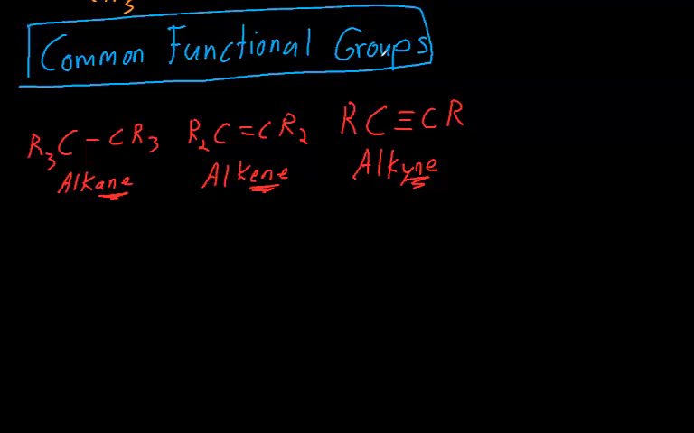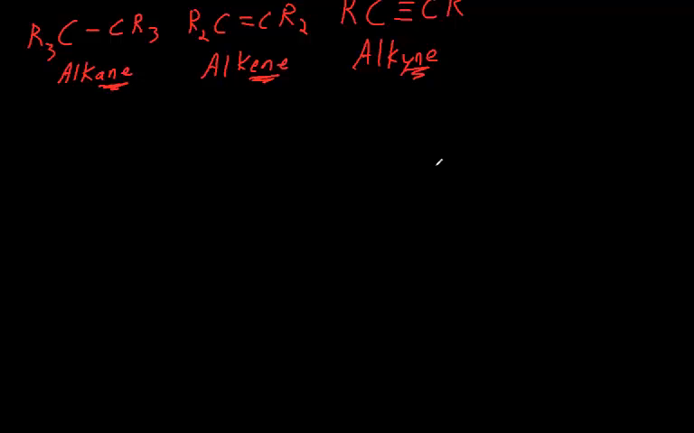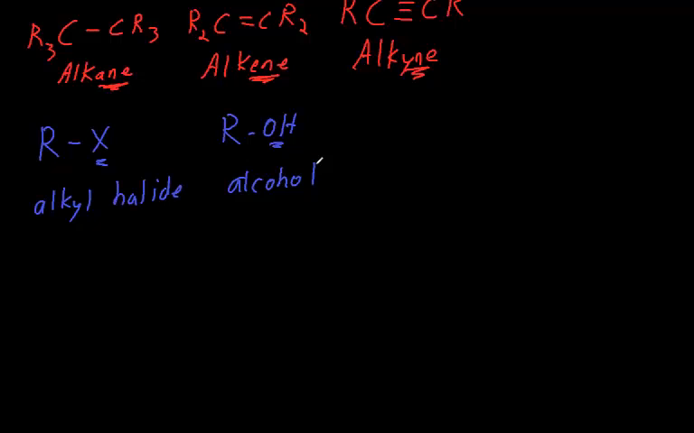Then we have some special functional groups. We have alkyl halides, which is basically X as the halide group, so something like chlorine, bromine, iodine are halides. We have alcohols with this OH group. This is just a simple alcohol. We have thiols, which is a sulfur group bonded to an R chain and a hydrogen. So this is a thiol.